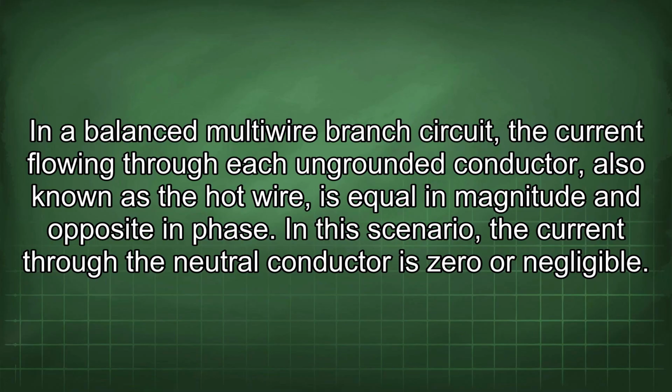In a balanced multi-wire branch circuit, the current flowing through each ungrounded conductor, also known as the hot wire, is equal in magnitude and opposite in phase. In this scenario, the current through the neutral conductor is zero or negligible.